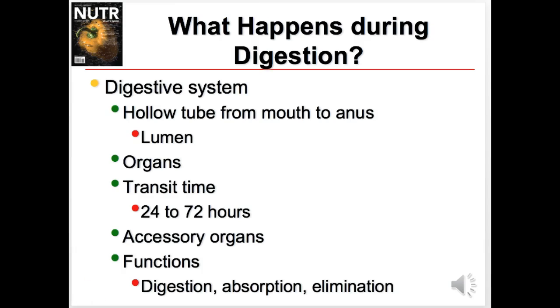Things happen during digestion. As the food passes through the digestive system, food is digested in the mouth, the stomach, and the small intestine. Digested food is absorbed into the bloodstream in the small intestine. Excess water is absorbed back into the body in the large intestine. After it's digested and absorbed, it's eliminated out of the body. Once you eat a nutrient, the time for all this to happen is anywhere from 24 to 72 hours.